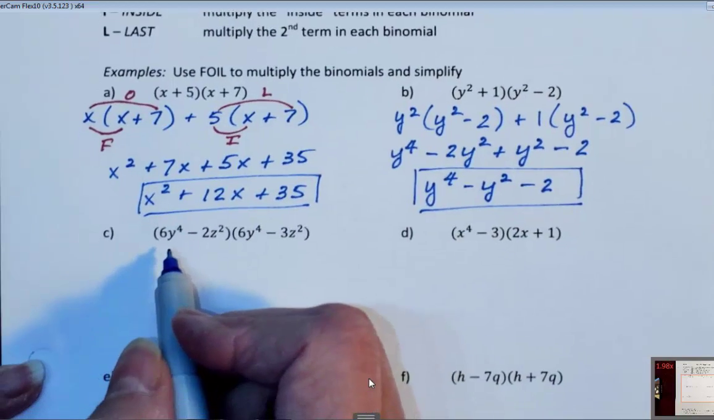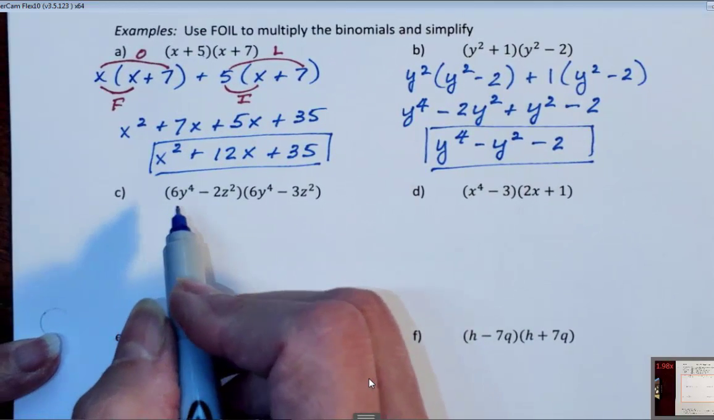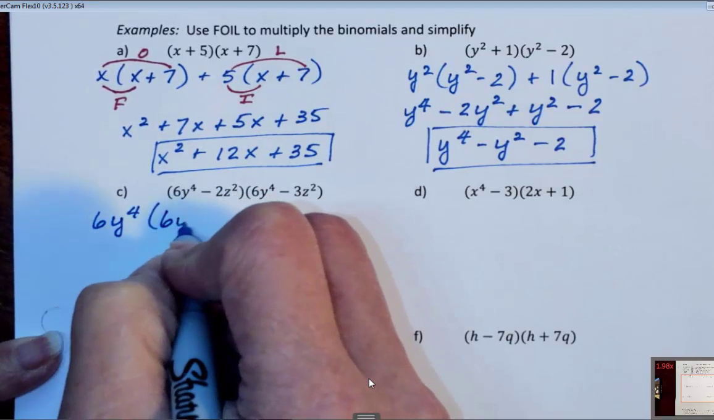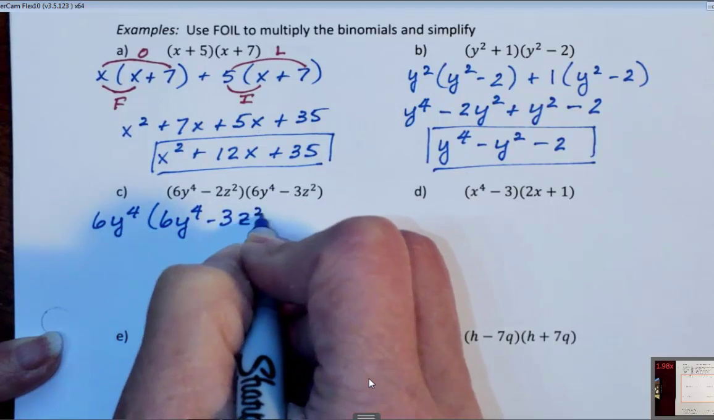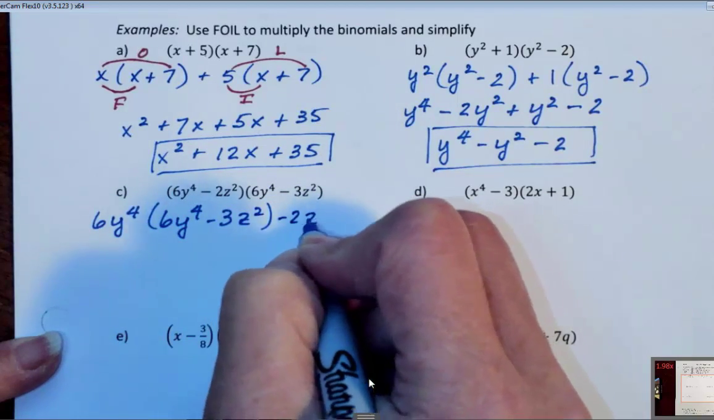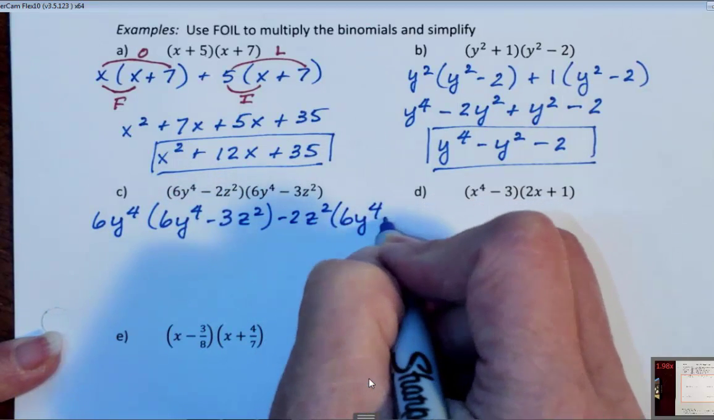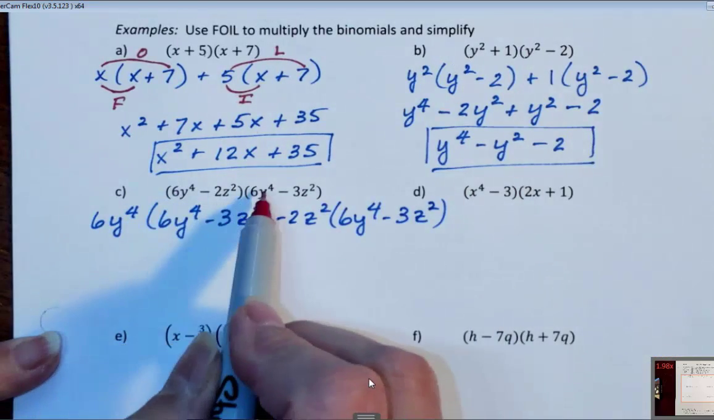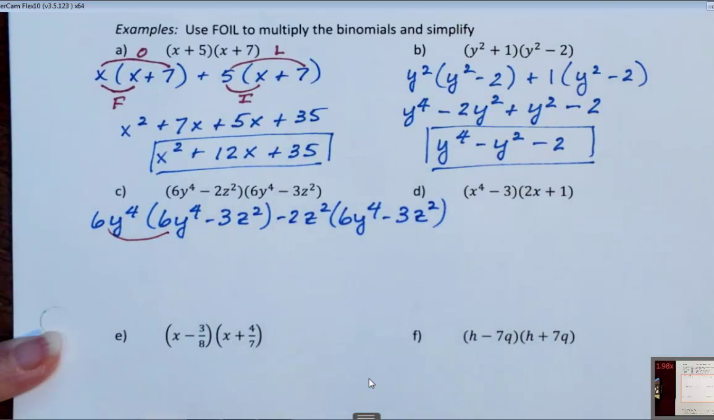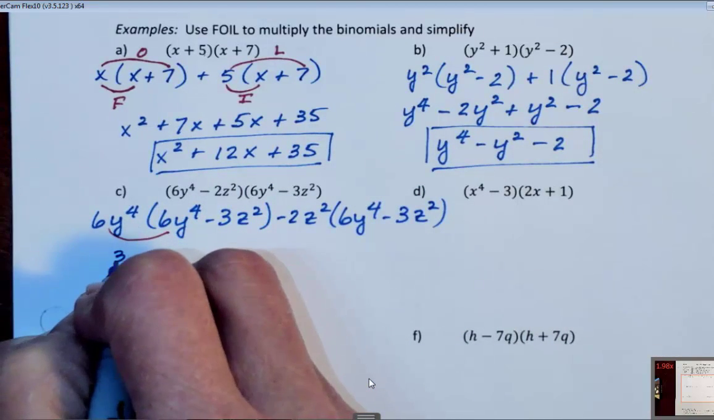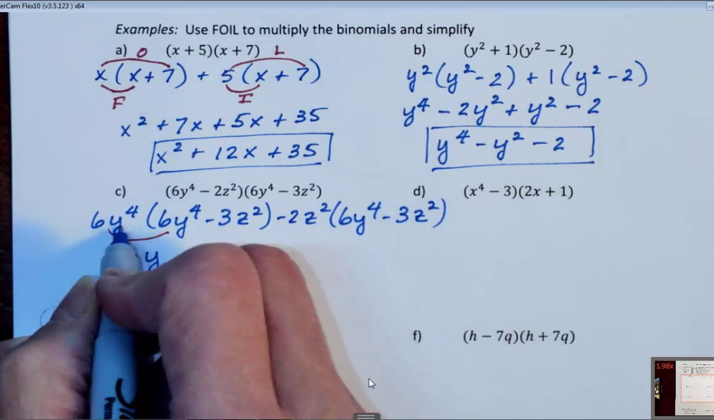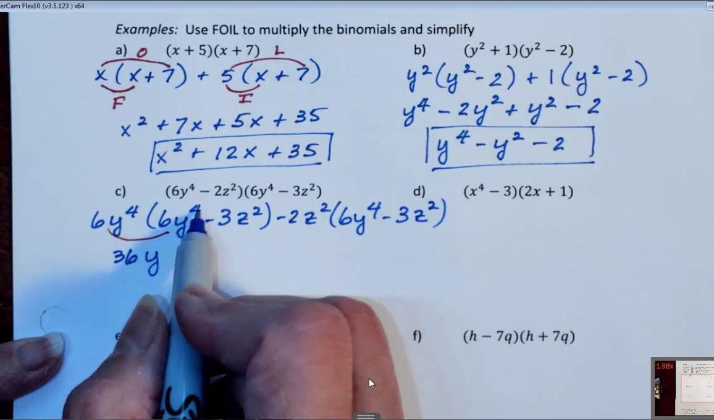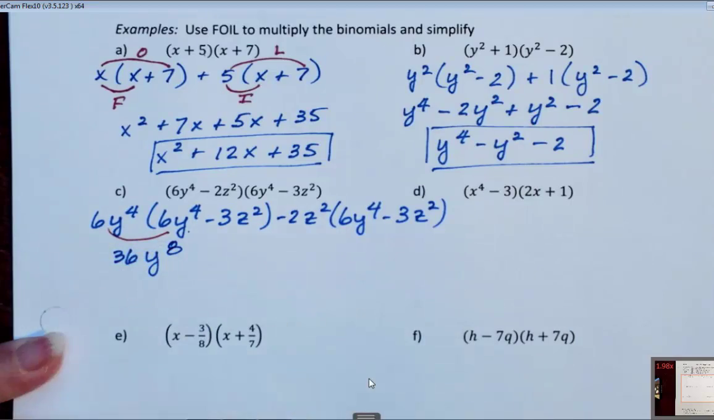This next one, again, I'm going to keep writing it out so that you understand the whole FOIL process. So 6y to the 4th times every term in that second parenthesis, minus 2z to the second times 6y to the 4th minus 3z squared. Once again, I'm going to multiply my first terms together. When I multiply those two together, 6 times 6 is 36. And then I have a like term here, the common base. When I have the same base, I'm going to add my exponents. So 4 plus 4 is 8.